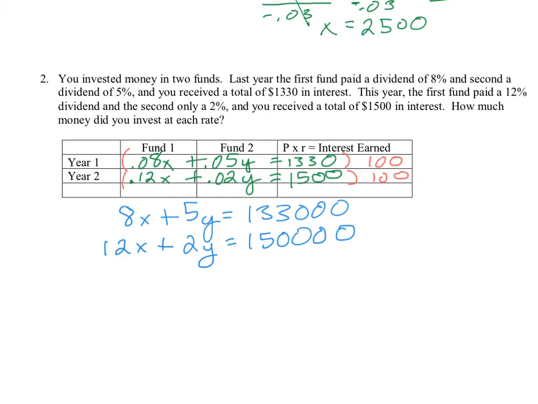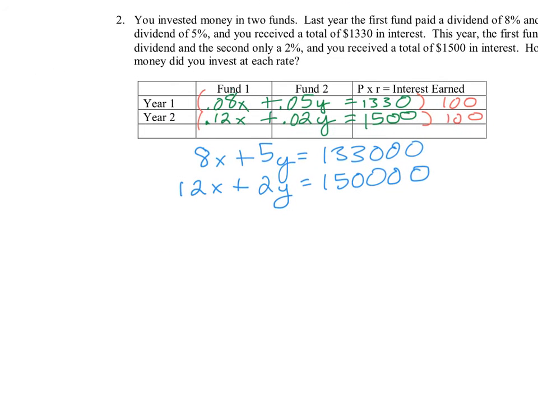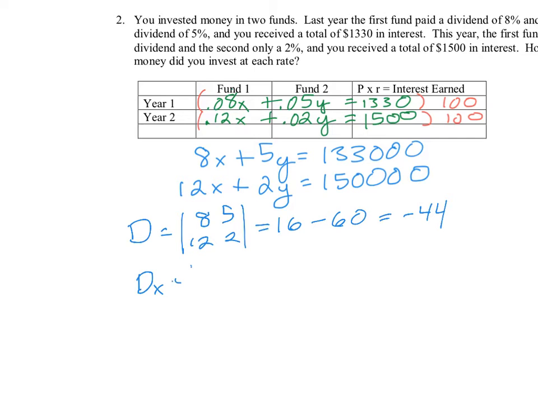Or I could do it with Cramer's rule. Let's see, Cramer's rule. Okay. So my first matrix is 8, 5, 12, 2. So 8 times 2 is 16, minus 12 times 5 is 60. This is going to leave me with a negative 44. D sub x is 133. This is the only problem with doing this.